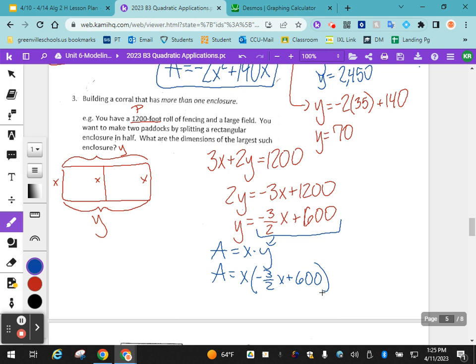Distribute my x, find your vertex. That's what I'm trying to maximize. Any point on that graph will give me an enclosure, but we want the maximum amount of area. So that's why we use the vertex.